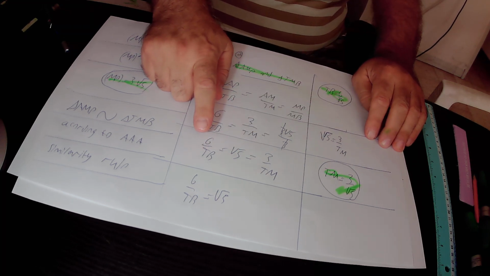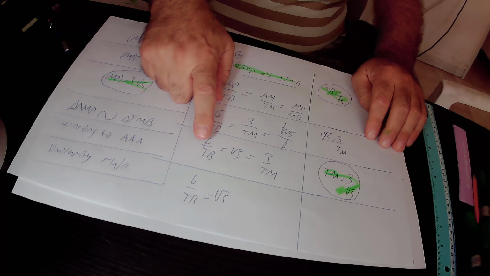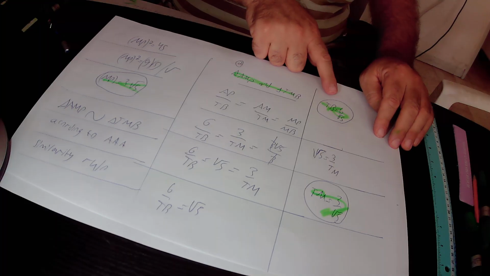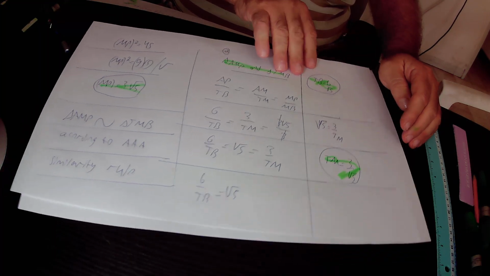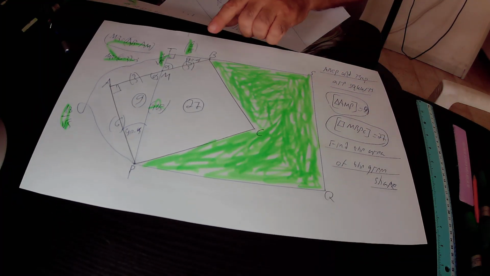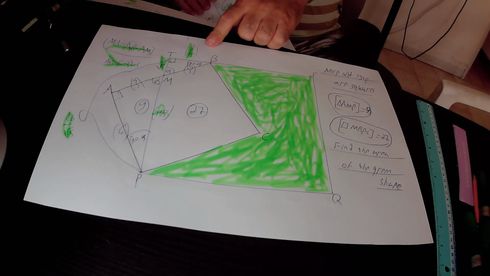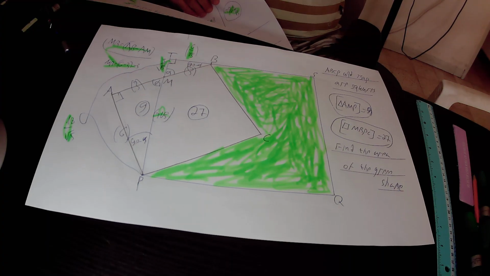Here we multiply this equation by TB, and then we divide it by square root of 5, and finally find out that TB equals 6 over square root of 5 units in length. This is side TB, equal to 6 over square root of 5 units in length.